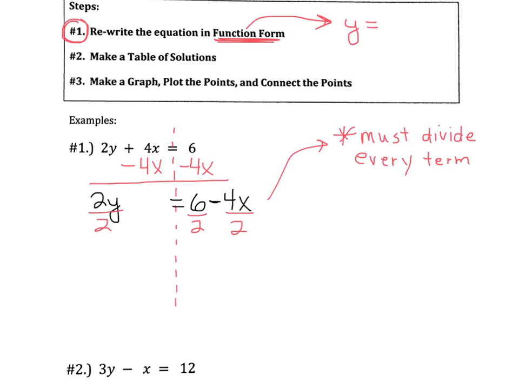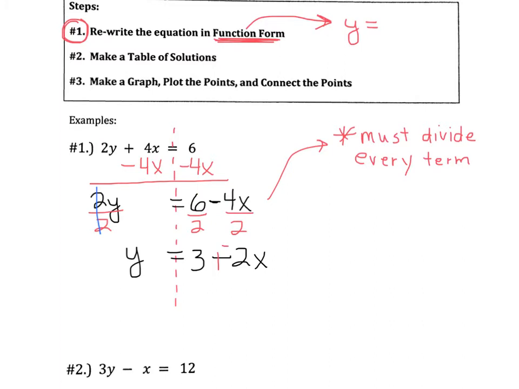Okay. So 2 divided by 2, that cancels right out, and all you have is y. So we'll just cancel those 2's out. And you have y equals, keep everything lined up. Now 6 divided by 2 is 3, minus, and then 4 divided by 2 is 2, and then you have your x. All right, make a double sign change.